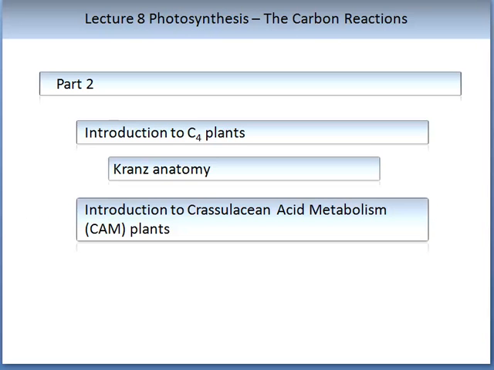In part 2, we are going to explore other metabolic pathways for the carbon reactions. These include the C4 plants, which undertake the Kranz anatomy, and an introduction to the crassulacean acid metabolism, or CAM plants for short.